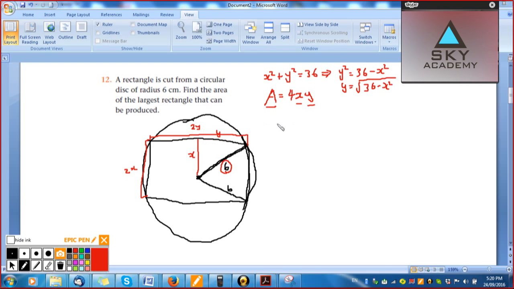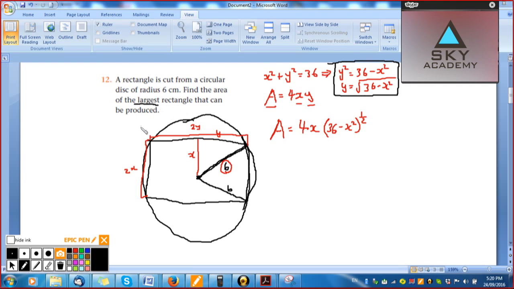So what is the area now in terms of one variable, not 2 variables? The area is 4x times the square root of 36 minus x squared. So we write it as 4x times 36 minus x squared all to the power of a half. The reason we put it in this form rather than this form is that it's going to be easier to differentiate.